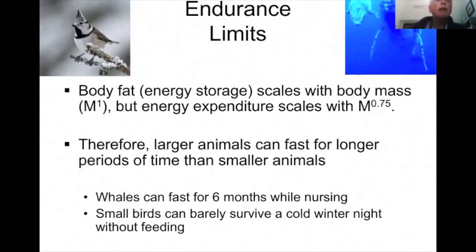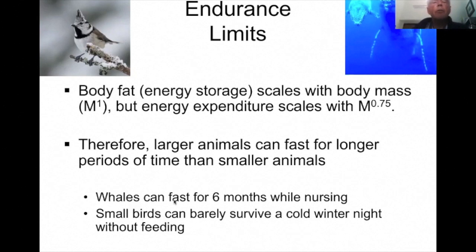A little birdie like this chickadee in the wintertime when it's very cold can barely make it through a night and survive without feeding. So this bird has to feed every day, actually in about every 12 hours. If it goes longer than about 12 hours without feeding, it will lose so much body mass that it will die. Whereas this whale, in the same cold type of environment, can fast for a hugely long period of time.